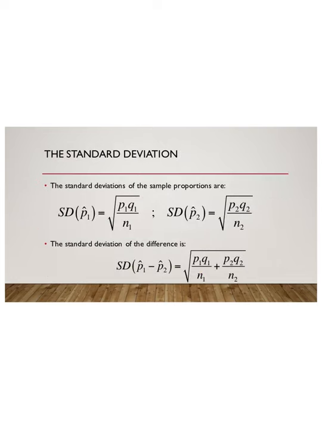So for the standard deviations of the sample proportions, notice this p hat 1 is from our first sample, and this p hat sub 2 is from our second sample. The standard deviation of the difference then is here. Now this formula is provided on your formula packet. It is on page 2 under Roman numeral 3, statistical inference.